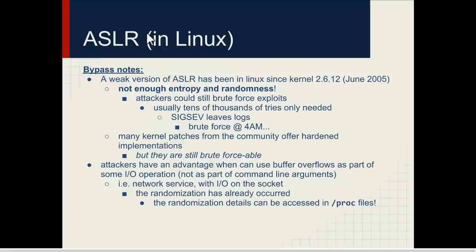Here are some notes on bypassing ASLR. A weak version of ASLR has been in the Linux kernel since 2.6.12, basically 2005. However, it's commonly claimed that there's not enough entropy and randomness in that algorithm. And so this allows attackers to still brute force exploits. They just run it tens of thousands of times, and eventually they'll get lucky and hit that NOP sled.